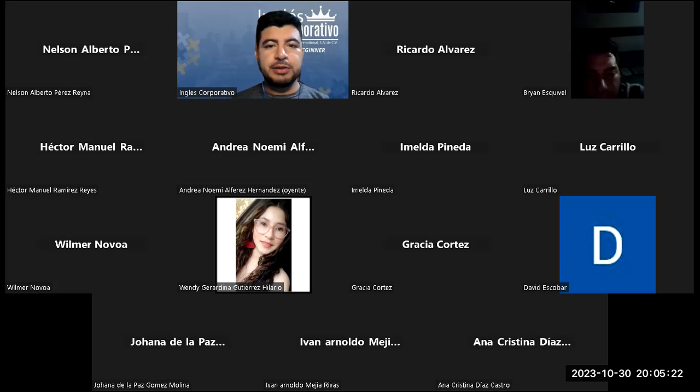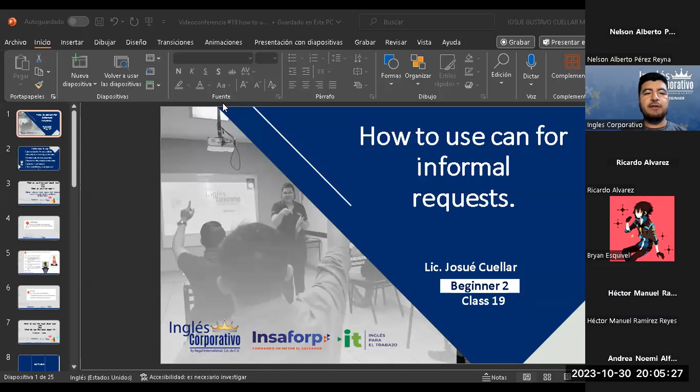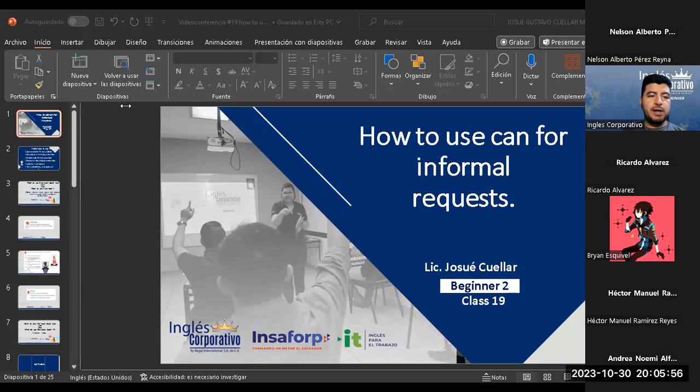This is the topic that we're going to work on. How to use can for informal requests. ¿Cómo utilizar can para solicitudes informales? Remember that we have different kinds of requests, que son las solicitudes que se hacen. So, we're going to work on this, class number 19, clase número 19. Remember, just one more class and we say goodbye.